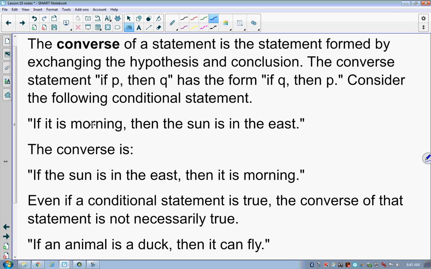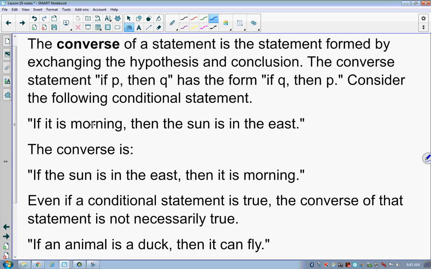The converse of a statement is the statement formed by exchanging the hypothesis and the conclusion. The converse of the statement, if P then Q, becomes if Q then P. Consider this. If it is morning, then the sun is in the east. That's a true conditional statement. The converse is, if the sun is in the east, then it is morning. Still a true statement. Its conditional statement is true, and the converse of that statement is true. So even if a conditional statement is true, the converse of that statement may not necessarily be true.